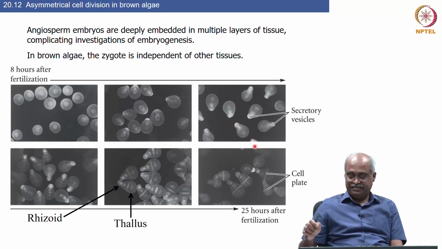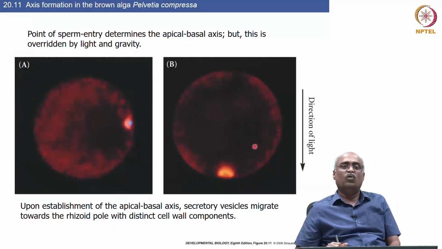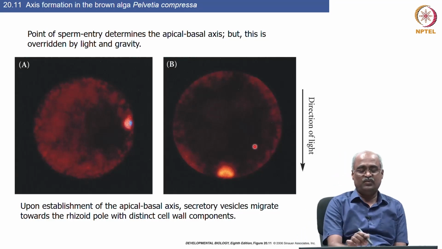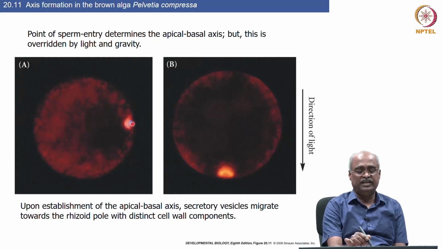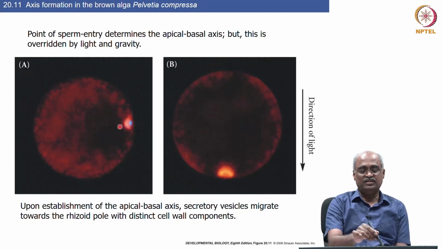Okay. But this axis formation can be, as I said, totally overridden by the direction of light. So here, for example, this blue color is the DNA of the sperm. So this is the sperm entry point. Initially F actin, which is important for the cytoskeletal rearrangement, gets deposited here, as if this is where the rhizoid is going to form, and this is where secretory vesicles are going to come and deposit the cell wall components.